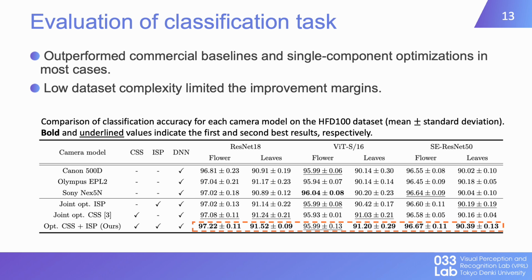However, the improvements are small. We think the datasets are too simple. They cannot show the full benefit of joint optimization.